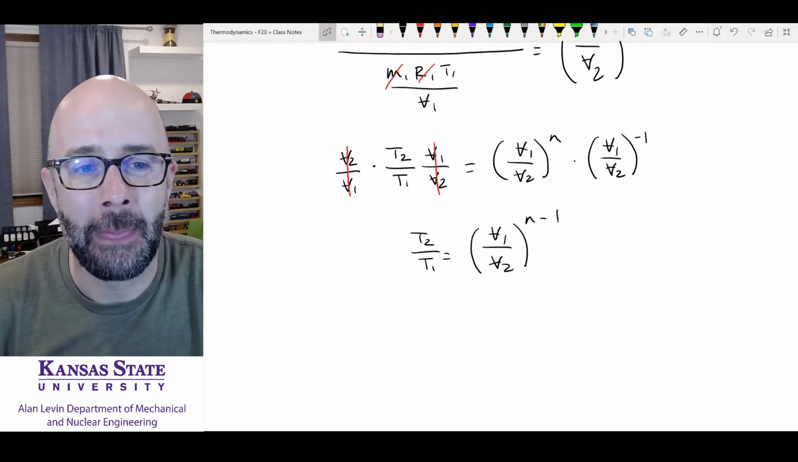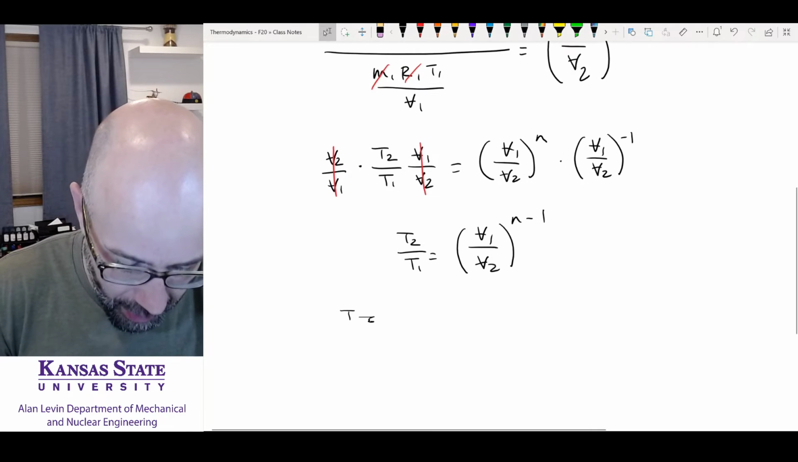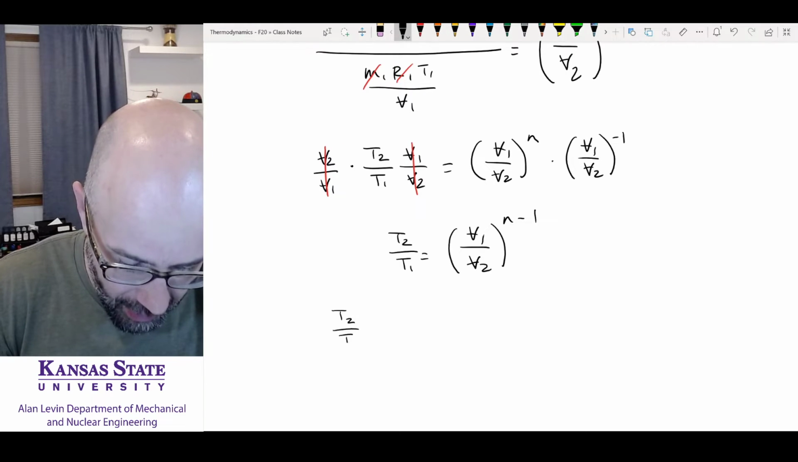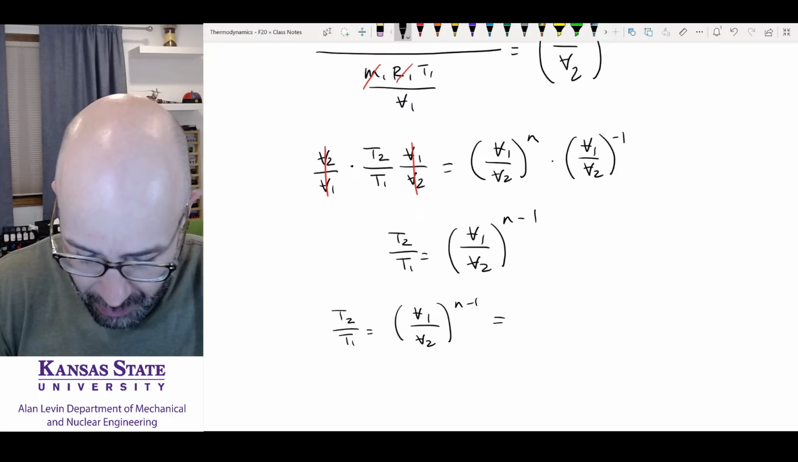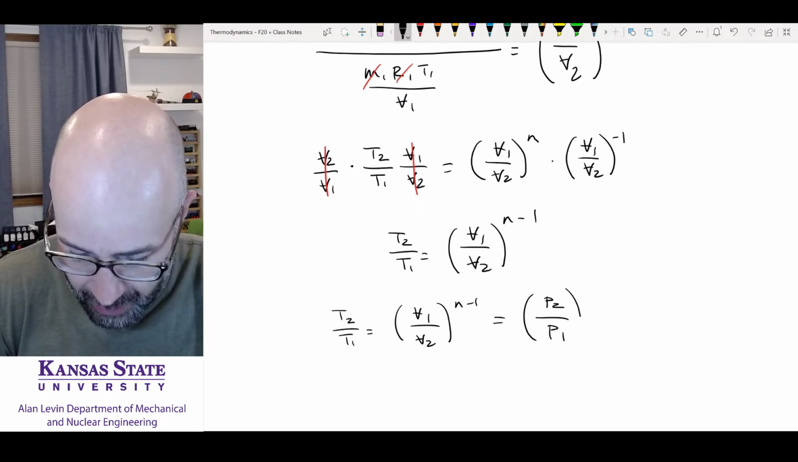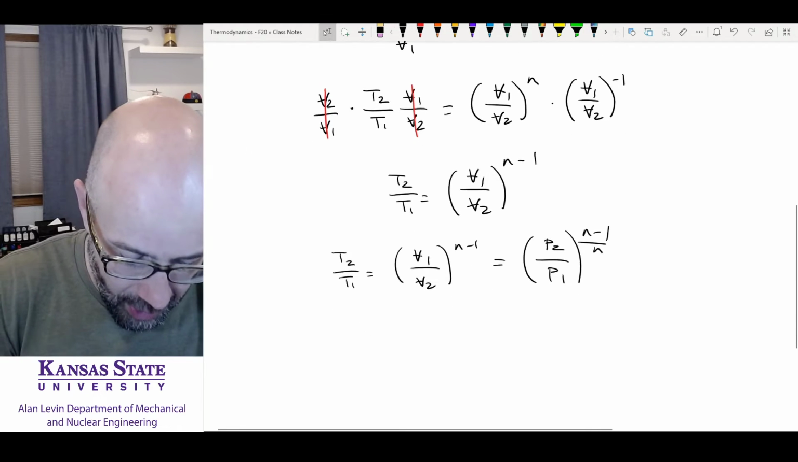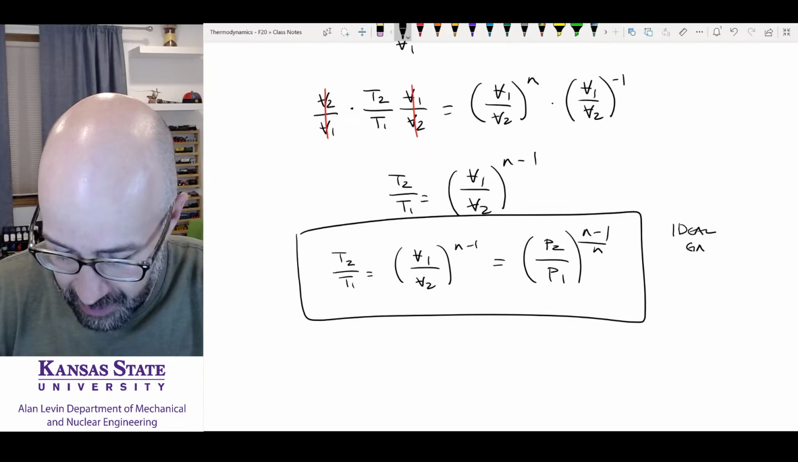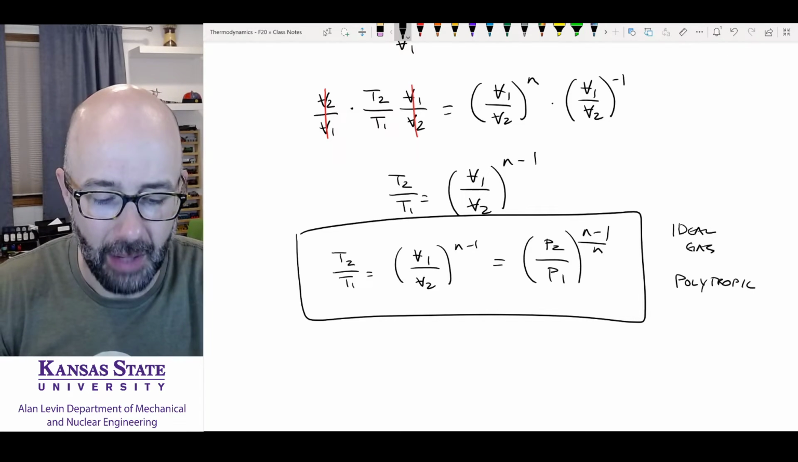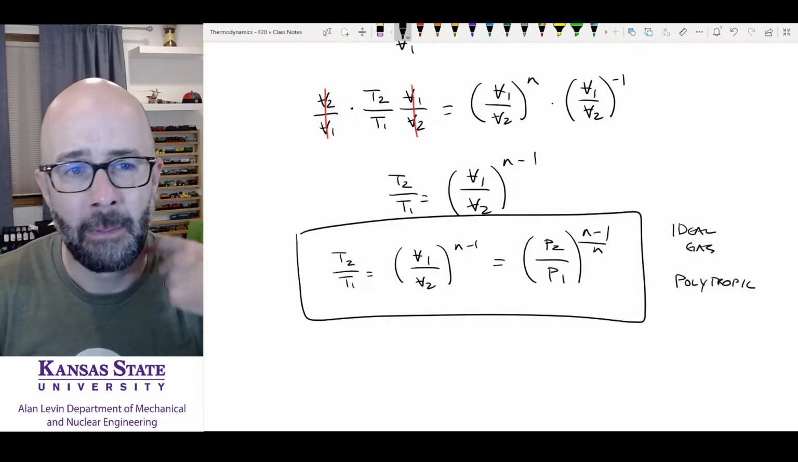Similarly, we could do the same thing with pressures, and we get this relationship that T2 over T1 is going to equal V1 over V2 to the n minus 1, which would also equal P2 over P1 to the n minus 1 all over n. And you need to know something. These equations right here, which are on your equation sheet, only work for ideal gases, and they only work for polytropic situations. So if you're dealing with something that's ideal gas and polytropic, there you go. You can use these to help you set states.